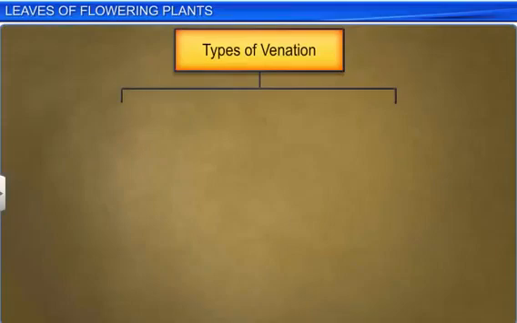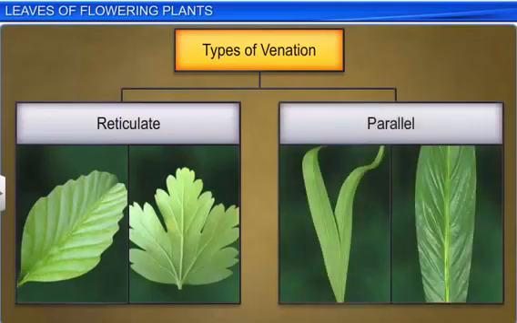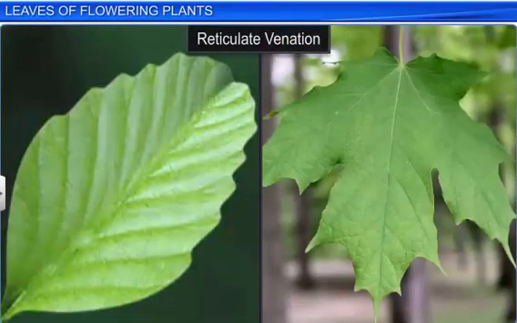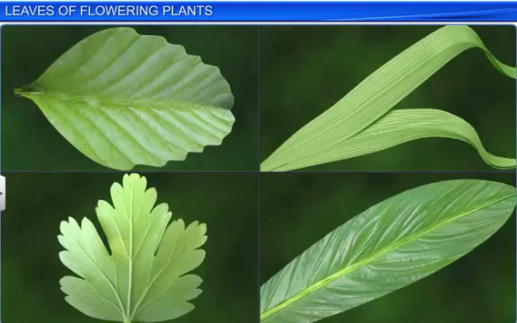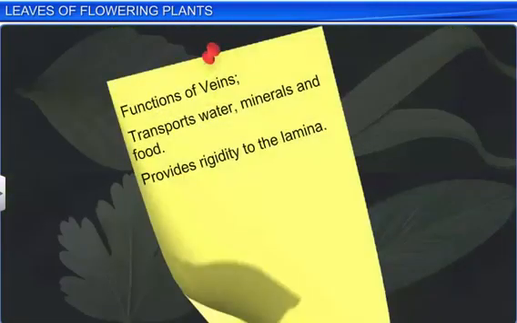Venation is of two types: reticulate and parallel. In reticulate venation, the veins within the lamina form a network, a characteristic that is common to dicotyledonous plants. In parallel venation, the veins run parallel to each other, a characteristic typical to monocotyledonous plants. The primary functions of the veins are to transport water, minerals, and food, and provide rigidity to the lamina.